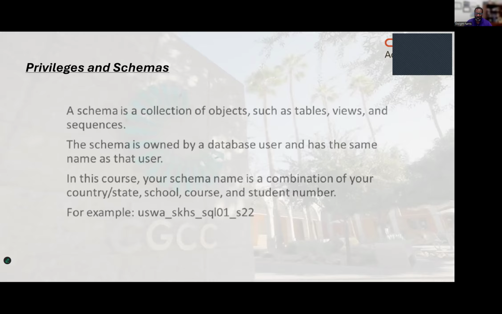All right, so a schema is a collection of objects, such as tables, views, and sequences. Those are objects that we know. So the schema is owned by the database user. You are the database user. And basically, you're the user at the level where you can access all the objects.